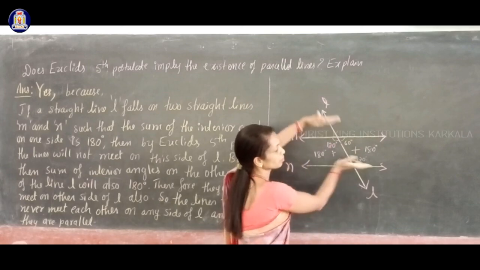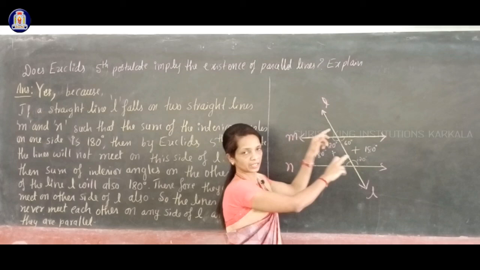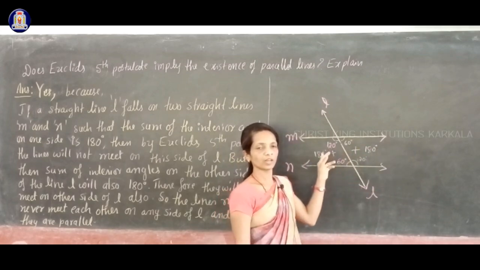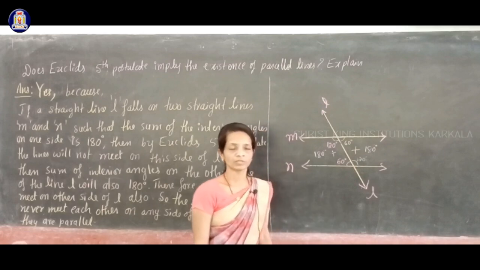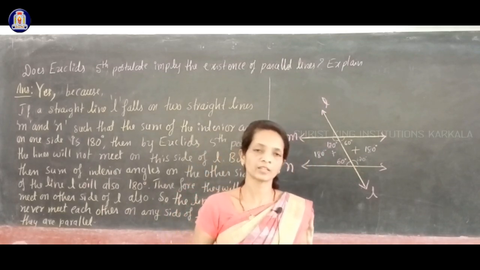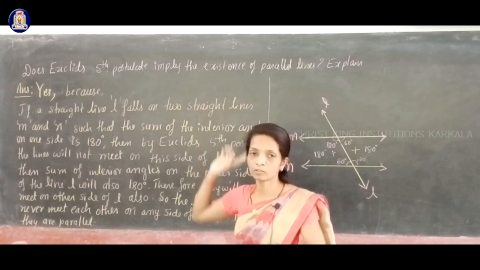So these lines will not meet on both sides of L, meaning they are never intersecting lines. Okay, they will never meet on the left side of L as well as on the right side of L. Never intersecting lines are nothing but parallel lines. Okay, so this is the answer for that question. Thank you.